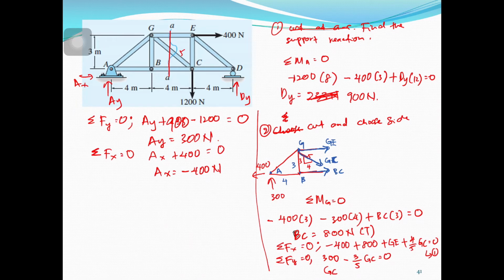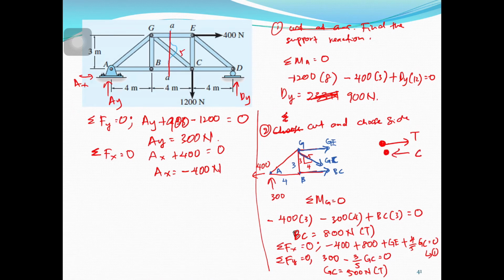So you have GC is equals to 300 times 5/3. So you have 500 Newton. Positive 500 Newton. So GC is going out from the joint, pulling the joint. So you have tension. They pull the joint, that is tension. If you push the joint, it is compression.